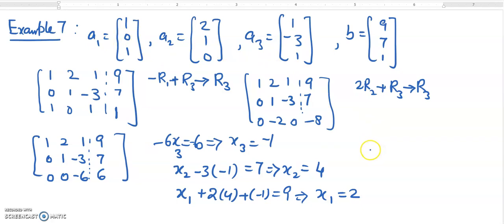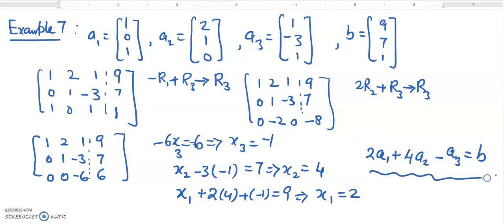So we can write 2a1 plus 4a2 plus minus 1, so minus a3, equal to b. Where a1, a2, a3 and b are these given vectors. So it means that we can write b as a linear combination of a1, a2 and a3.